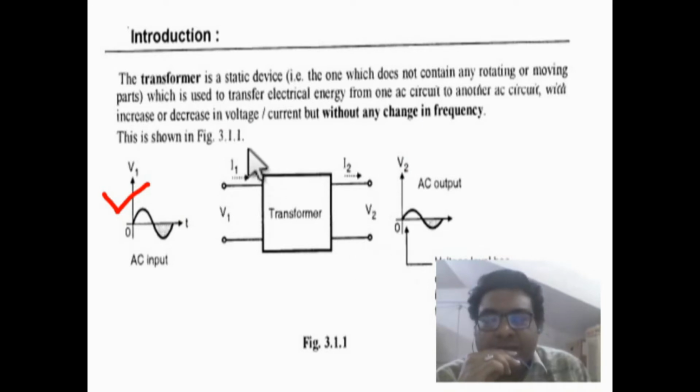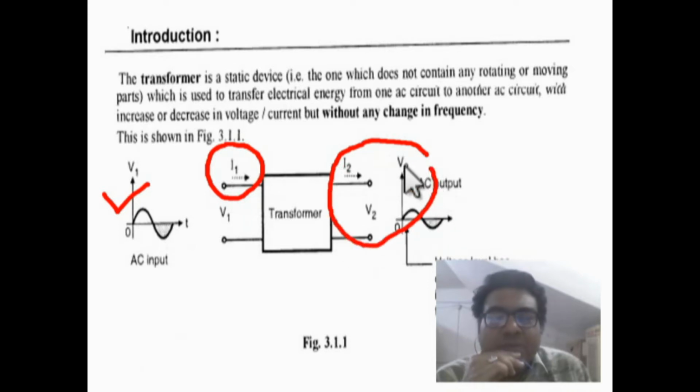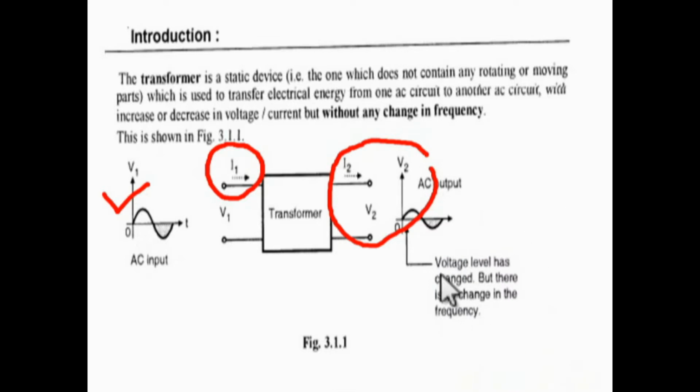So guys, here the current is I1. This is the primary side, so all the parameters belonging to the primary side will have suffix 1, and in the secondary side suffix 2 will be there. See, AC supply is provided and there will be AC supply in the output. So guys, what happens here is that the voltage level has changed, but there is no change in the frequency.